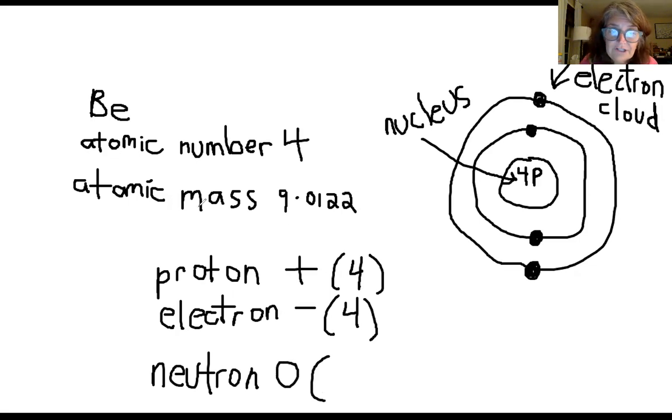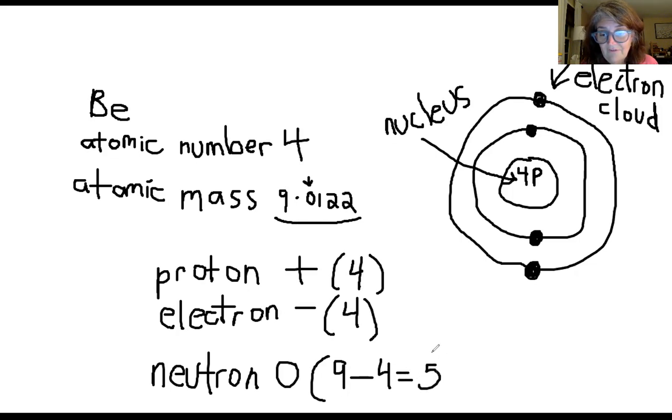Well, I'm going to have to look at this atomic mass. I'm going to take this number and round it to the nearest whole number. 9.0122. I go to the decimal point and look at this digit. If it's 5 or greater, this becomes 10. If it's less than 5, it stays 9. So the answer is 9. Now I subtract from this number my number of protons, which here is 4. And so there we have it. So the answer is 5.